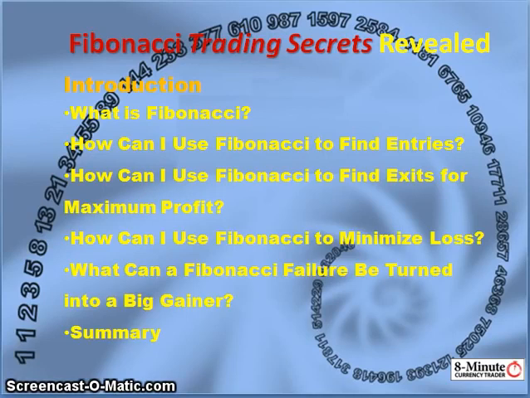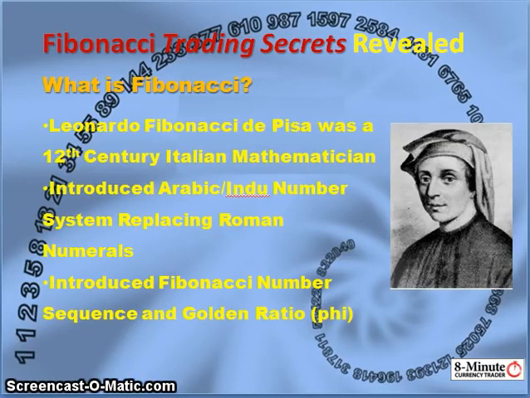Now let's look at the man behind Fibonacci, Leonardo Fibonacci. He was a 12th century Italian mathematician who introduced the Arabic Hindu number system to Europe, replacing the Roman numerals. If you've ever used Roman numerals, counting I plus I is I, it was very cumbersome. So by introducing this Arab Hindu system of 1, 2, 3, 4, 5, 6, 7, 8, 9, and the 0, he was able to create any number by just using those 10 digits.